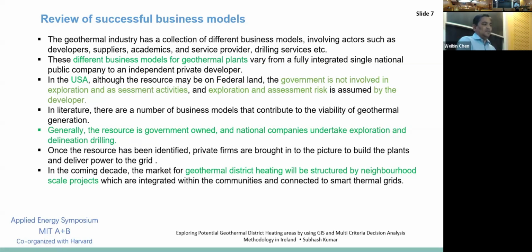So generally, we have taken many studies. Just like I said, this is a US study, the GeoVision study. In that study, the government is not involved in the exploration and assessment. So exploration and assessment risk is assumed by the developers, those who are involved in the drilling of the borehole, and what the size is, and what the depth is, and how the population can be managed with that, because boreholing can have too much noise, and this can also be managed. These are the kinds of things that we are considering in the business studies in our case study in Ireland as well.